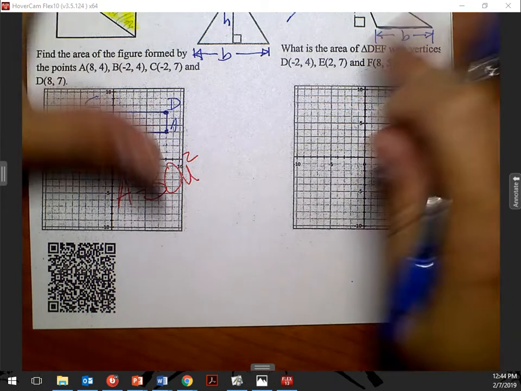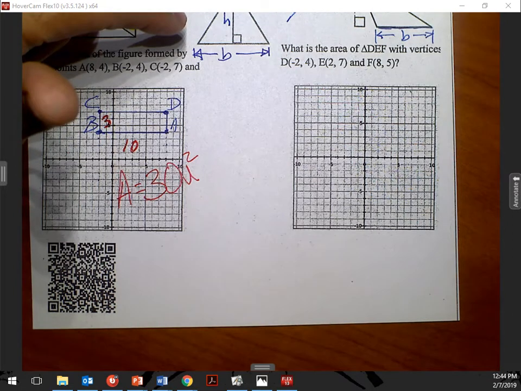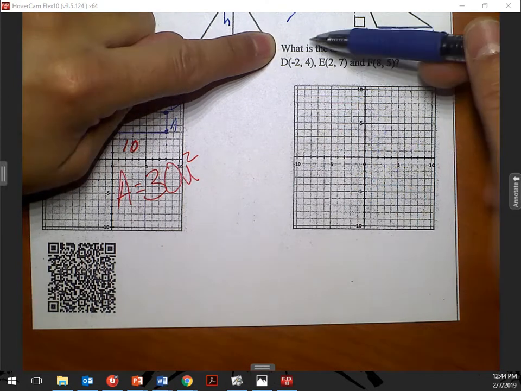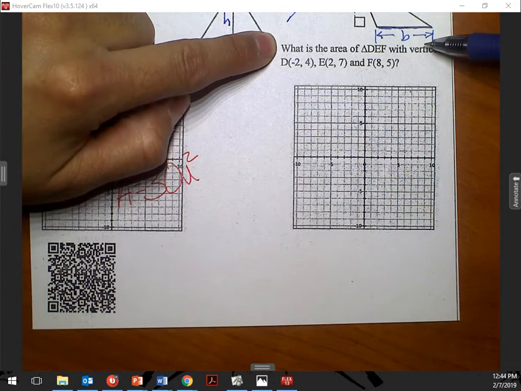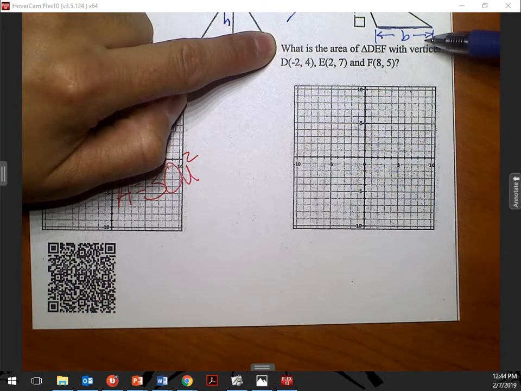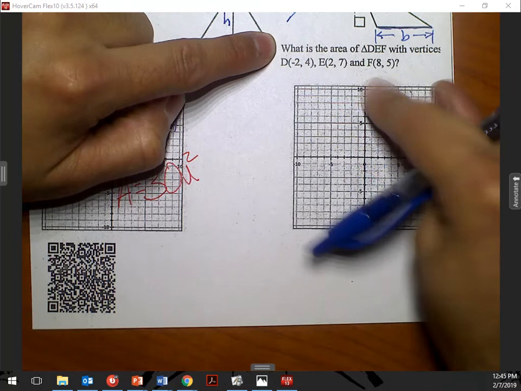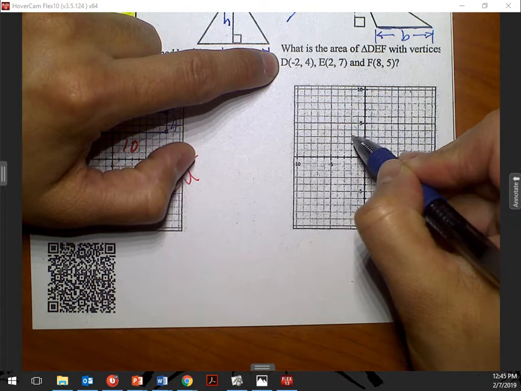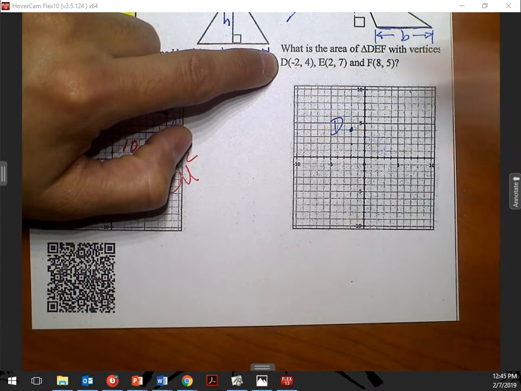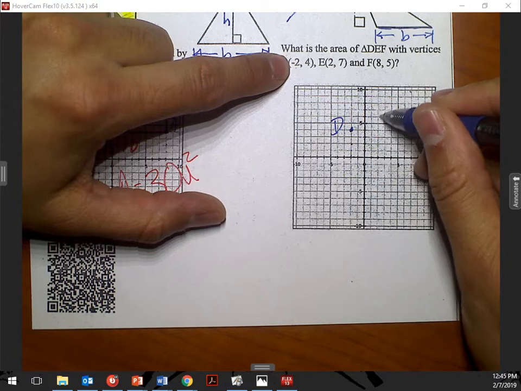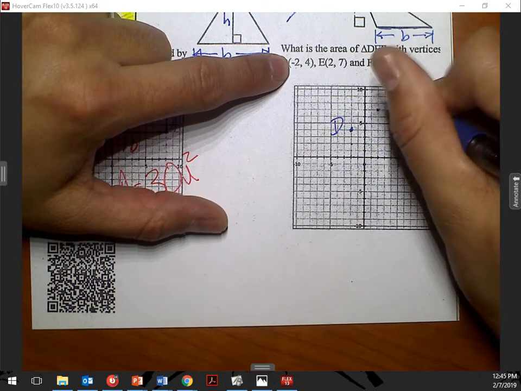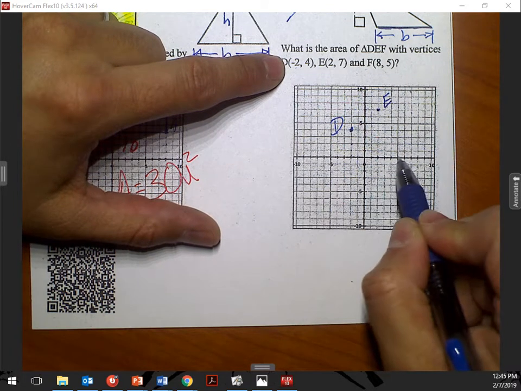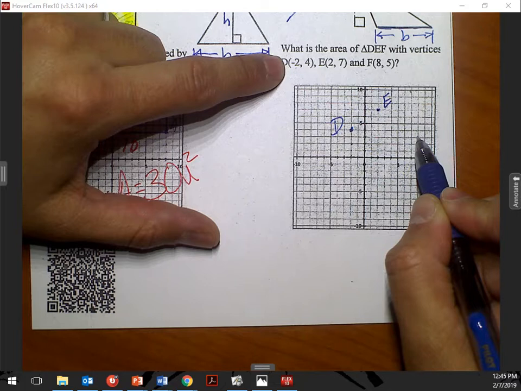Okay. All right, so now, area of this thing right here. So vertices, hey, you, and you. Pay attention. All right, vertices means those are the corners of my triangle. Hey, come on, attention up here. All right, let's go ahead and put these on here. So -2, 4. -2, 1, 2, 3, 4. I'm going to call that one D. E is at 2, 7. 1, 2, 6, 7. That one's E. And F is at 8, 5. Let me see. 5, 6, 7, 8. 1, 2, 3, 4, 5.